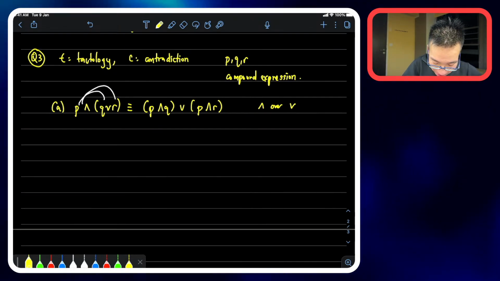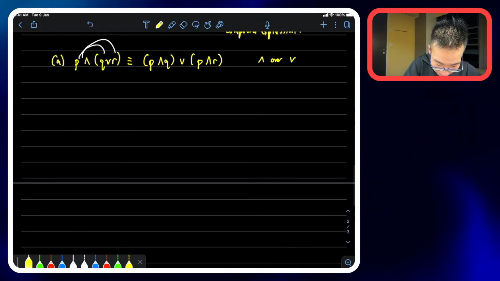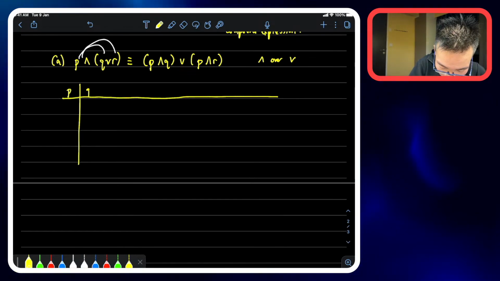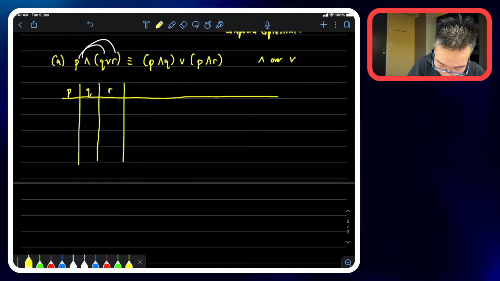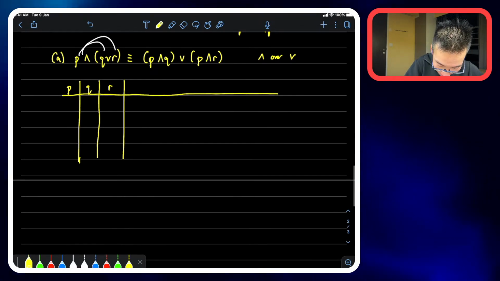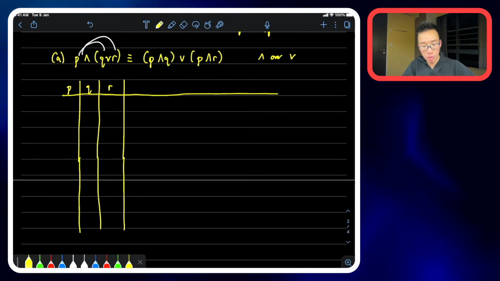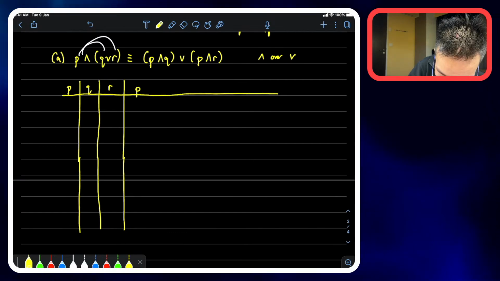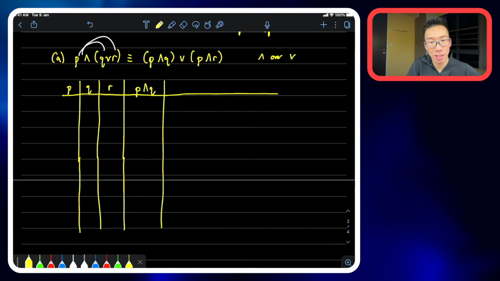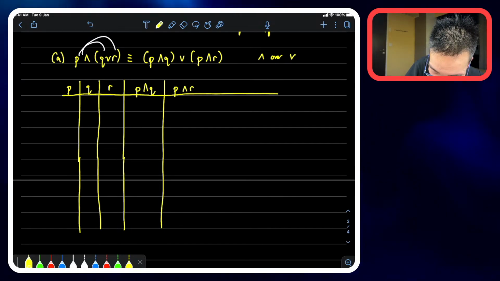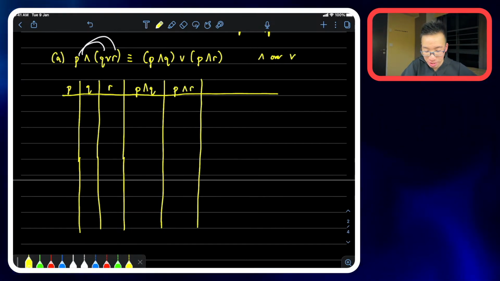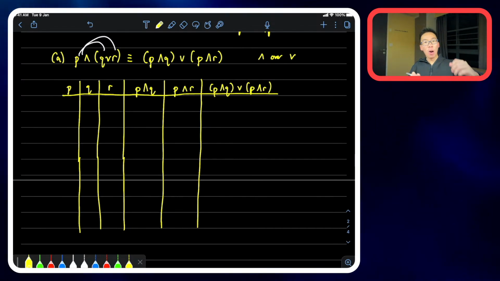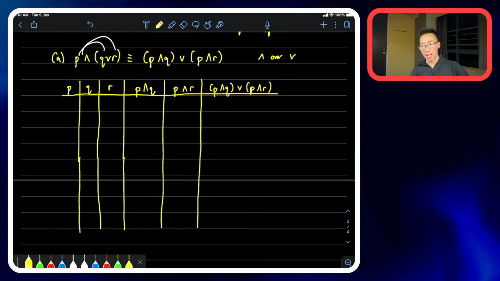Truth tables. This could take some space, so let's add some space here. I'm going to do it this way. So this is P, Q, and R. I'm going to add some space here because I think we're going to need it. I don't want to skimp on space. I think we should use as much space as possible. This compound expression is built up from P and Q. We call this P and Q, P and R, and their disjunction, the OR in a sense. And all we need to do is to check them one by one.